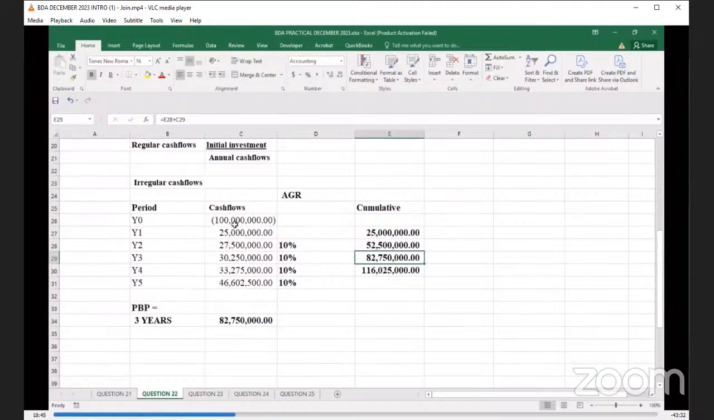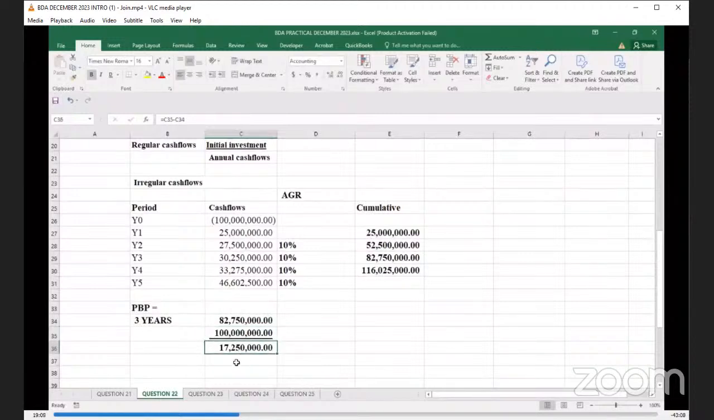Our investment was 100 million. So how much have we remained with for us to recoup our investment? I'm going to do this case. This was our initial investment, which was 100 million. So I'm going to take 100 million less that to give us 17,250.